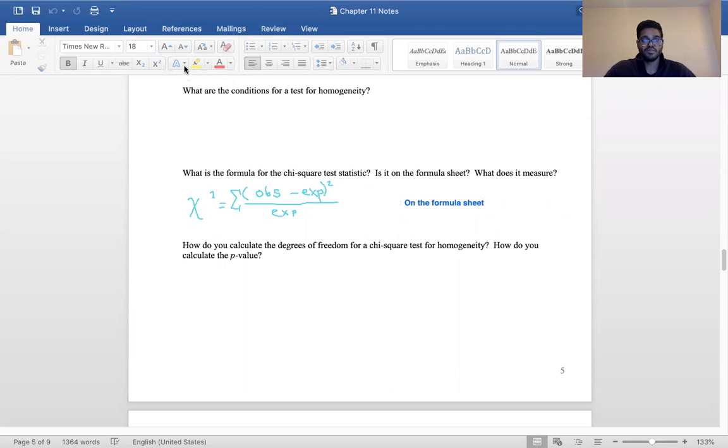Okay, the part that changes is the degrees of freedom. That's the part you've got to be careful of, so you've got to know what you're looking at here. When you look at that two-way table, you're going to do the number of rows minus 1 times the number of columns minus 1. So degrees of freedom is going to equal number of rows minus 1 times the number of columns minus 1.